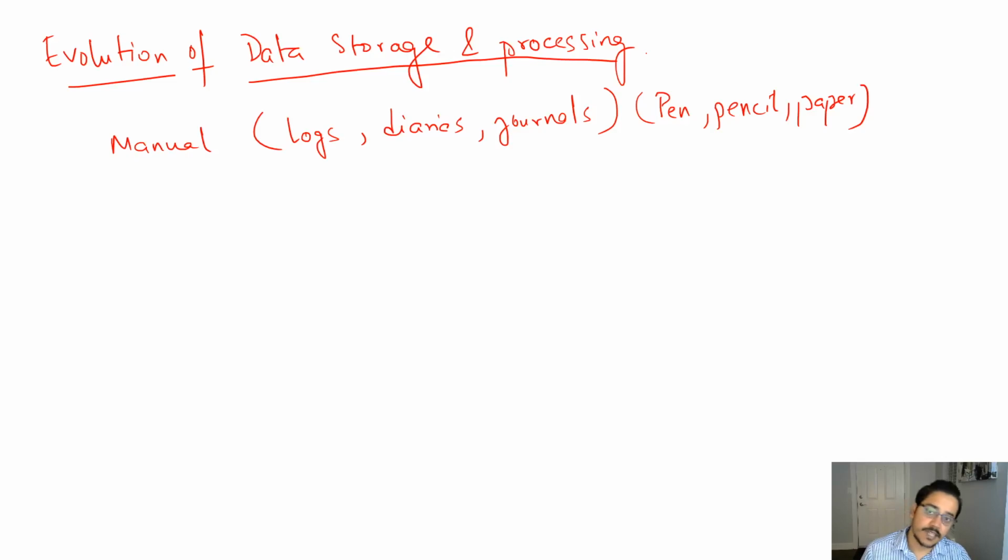But at the same time, when that was happening, and this was around the 1960s, the computing technologies also started to evolve as well, right? So that evolution took us to what is known as the computerized file systems.